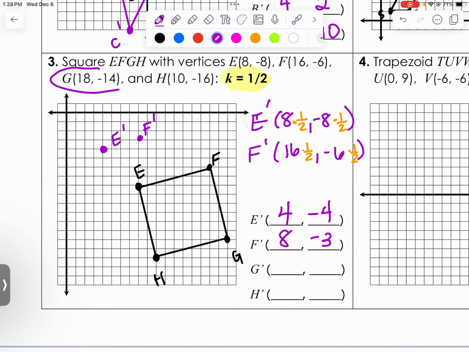Austin, what happens when we cut G in half? I'm asking Austin, not Peyton. What's half of 18? 9. Yep, and what's half of -14? -7. Okay, Kale, if we cut H in half, what's half of 10? What's half of -16? -8.